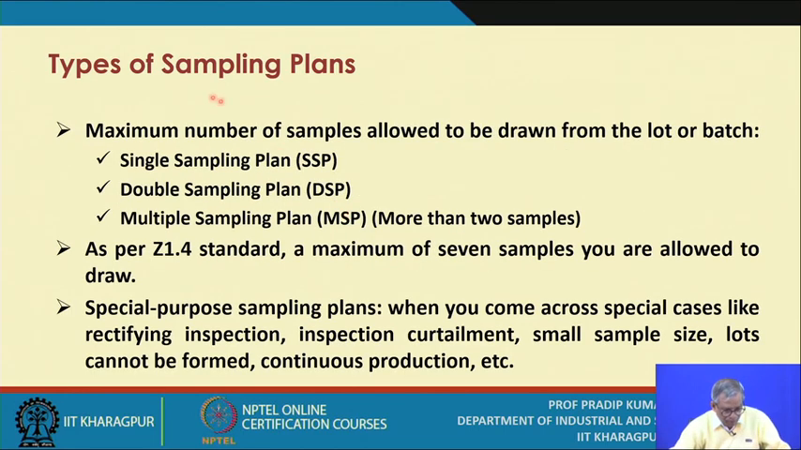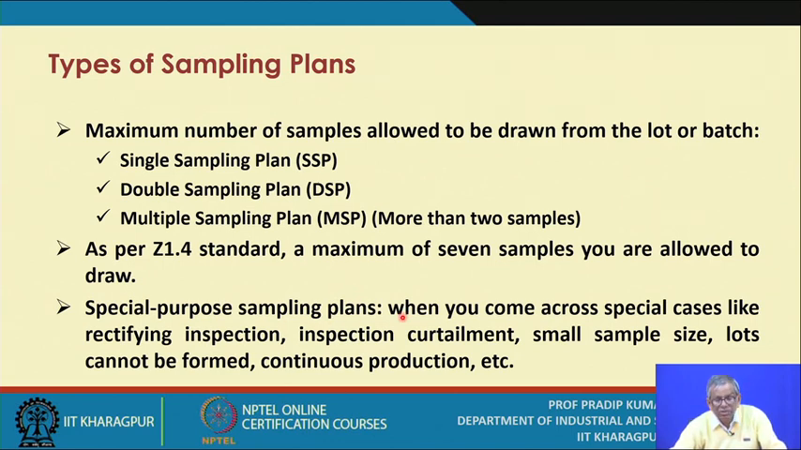Then the maximum number of samples allowed to be drawn from the lot or batch: we have single sampling plan, where just one sample you have to draw; double sampling plan, maximum 2 samples; and multiple sampling plan, where more than 2 samples you can draw. As per JEDEC 1.4 standards, a maximum of 7 samples you are allowed to draw. Whenever you refer to these standards, we will mention this.